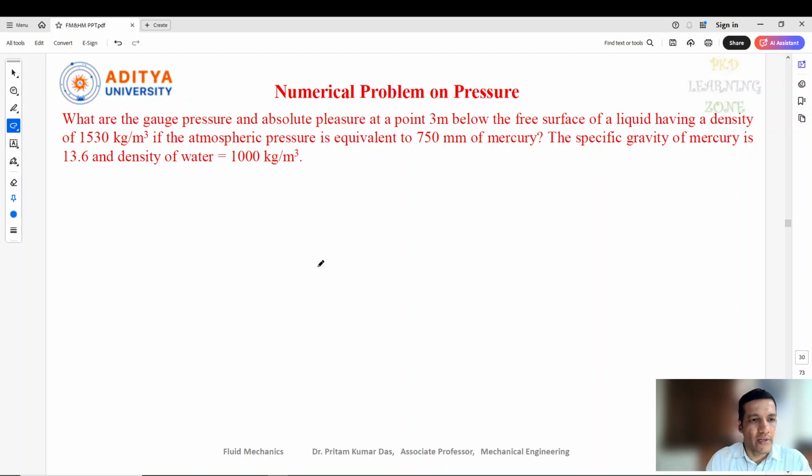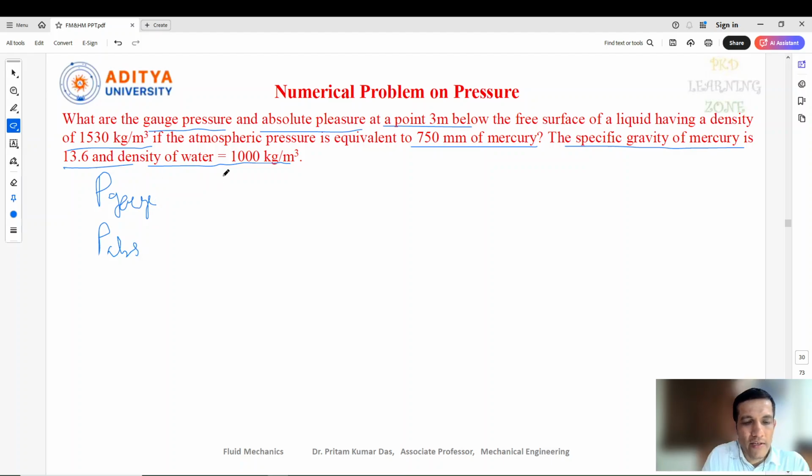The question I have taken here asks: what are the gauge pressure and the absolute pressure at a point 3 m below the free surface of a liquid having a density of 1530 kg per meter cube, if the atmospheric pressure is equivalent to 750 mm of Hg, the specific gravity of mercury is 13.6, and the density of water is 1000 kg per meter cube. Very simple: we need to calculate the gauge pressure and the absolute pressure. Two things need to be calculated.